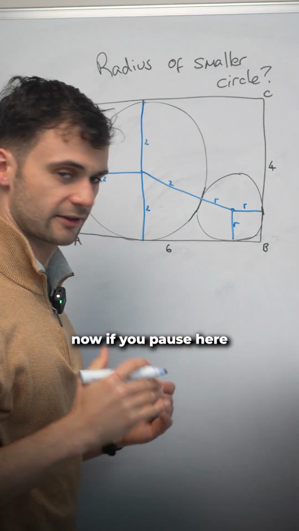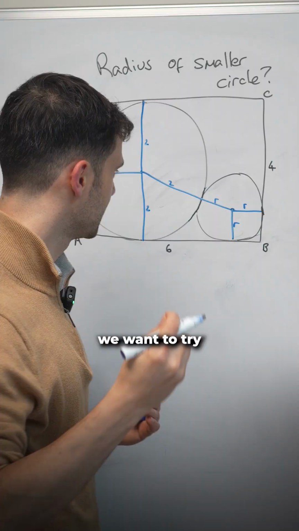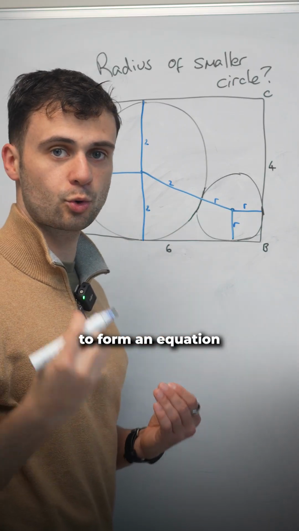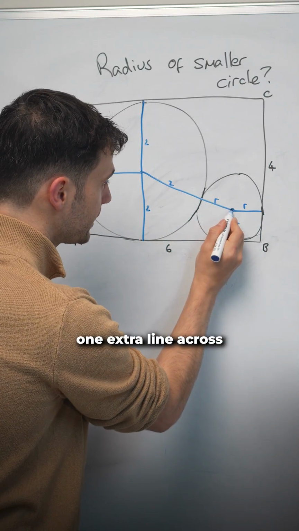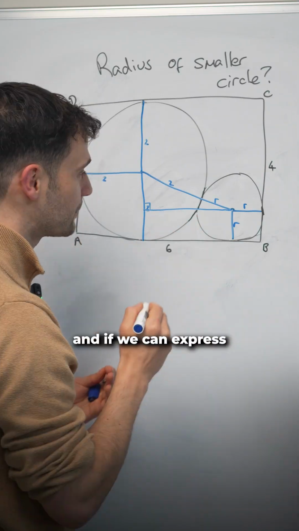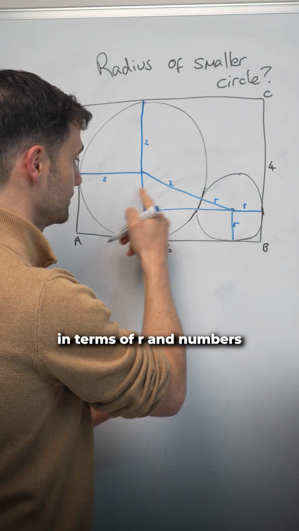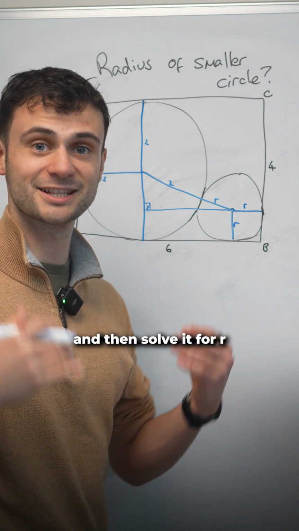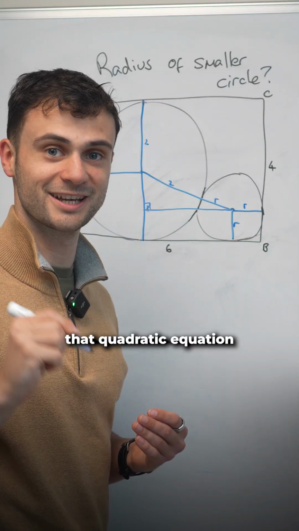Now, if you pause here, that's totally fair, because it takes a moment to notice what we want to try next. But we want to link together these 2's and r's to form an equation. And what we have here, if we just add one extra line across, is a right-angled triangle. And if we can express all of the sides of that right-angled triangle in terms of r and numbers, we can use Pythagoras' theorem to link all those sides together and then solve it for r. Now you probably start to see where that quadratic equation is going to come from.